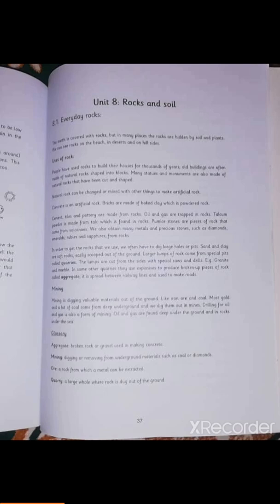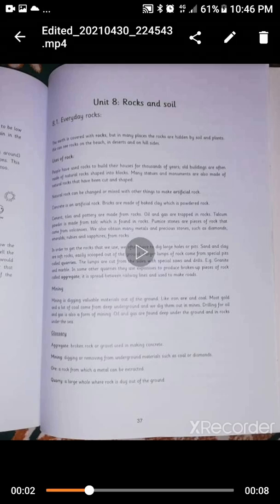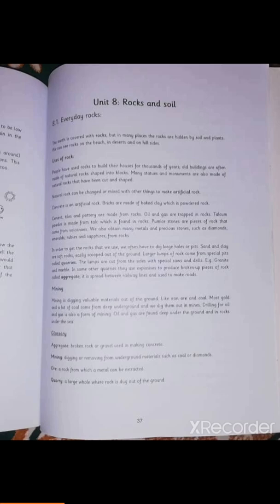Today's lesson is rocks and soil. Everyday rocks. The earth is covered with rocks, but in many places the rocks are hidden by soil and plants. We can see rocks on the beach, in deserts, or on hillsides. So, rocks can be found everywhere. They could be covered under things like plants, and you could find them in places like the beach, desert, and hillsides.